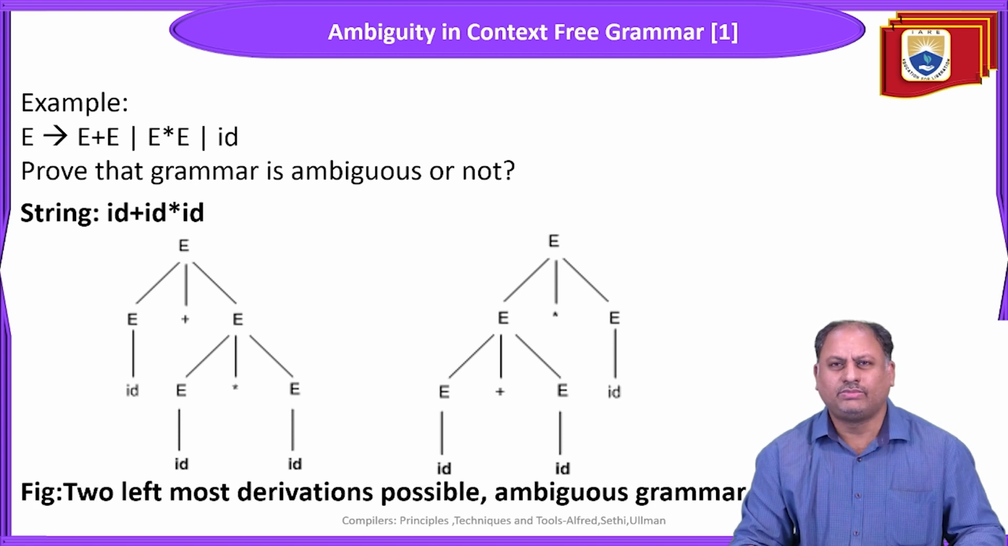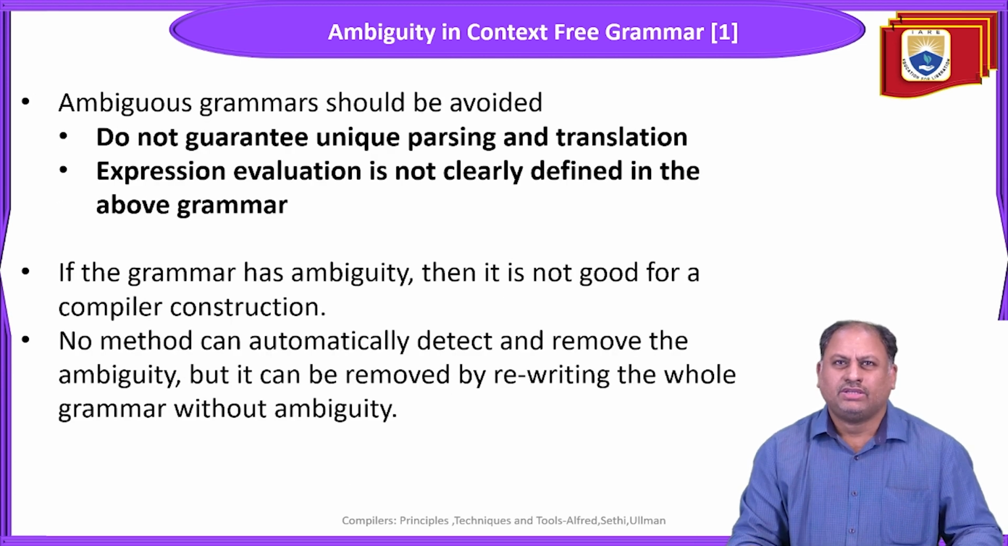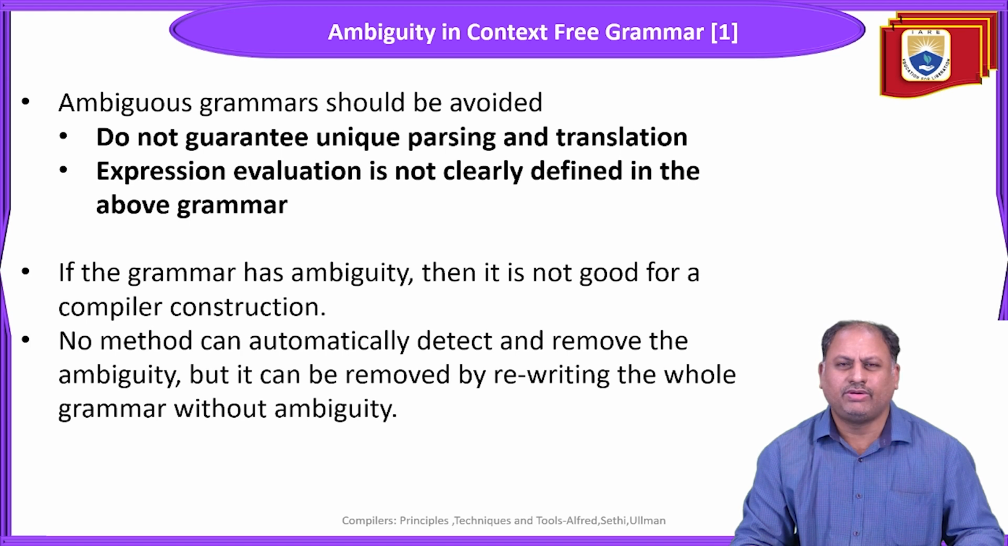So these are the two leftmost derivations that are possible. These are the two parse trees that are generated for the given grammar, and hence the given grammar is ambiguous for the given string ID plus ID star ID. This type of grammar should be avoided. Why? Because the compiler does not know which parse tree to take while implementing the construction of the parse tree, in the syntax analysis and semantic analysis phases. These problems arise, so this type of grammar is to be avoided.